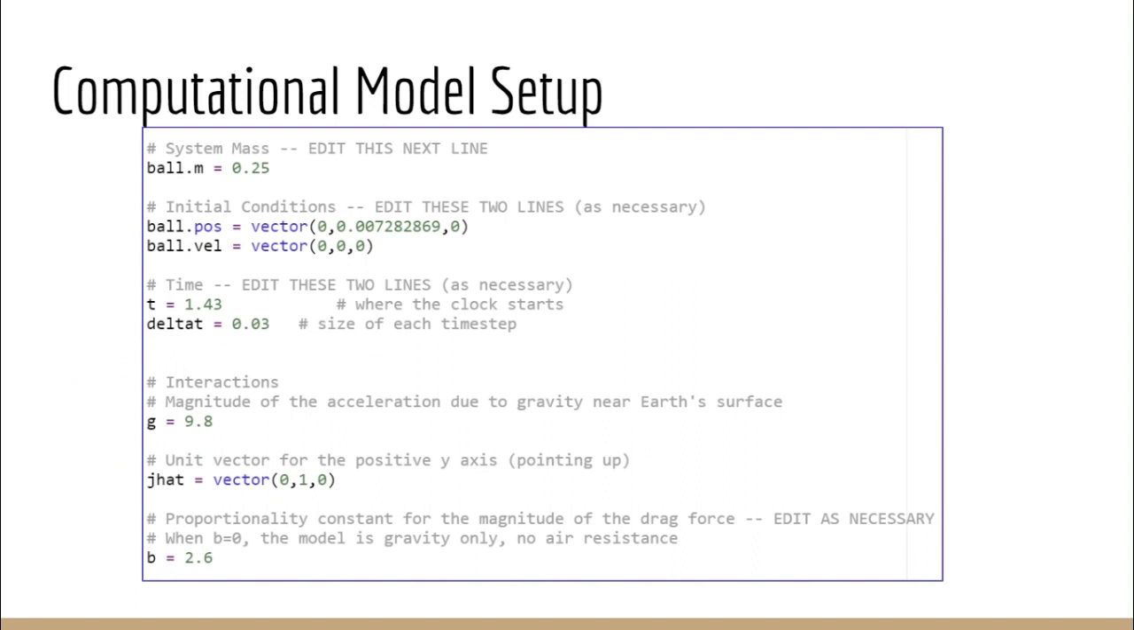I set the mass of the ball to 0.25. That's an arbitrary number. I set ball.pos to 0.00728, which was what we found earlier to be the initial position of the slinky, only for the y position though, because that's all that we care about. T equals 1.43 seconds because that was the moment of release of the slinky from the hand in the video, and delta t is 0.03 because that's the rate at which Tracker can track the video. The gravitational constant g is 9.8, and b for the drag force is 2.6, and that was determined through trial and error in an experimental finding.